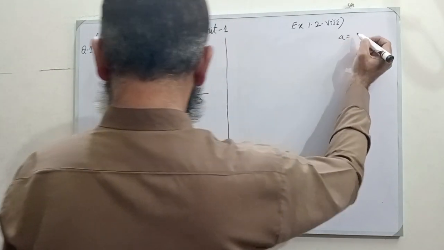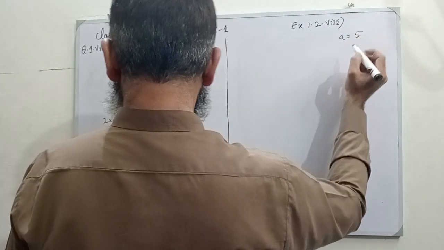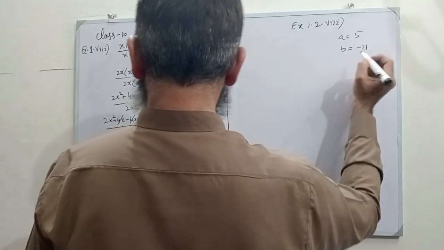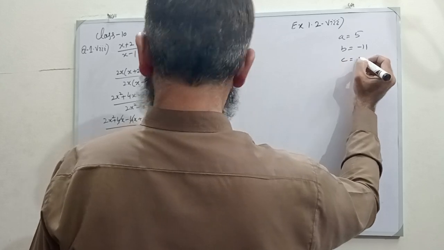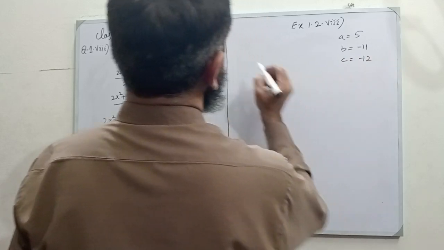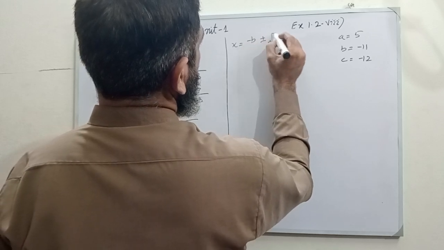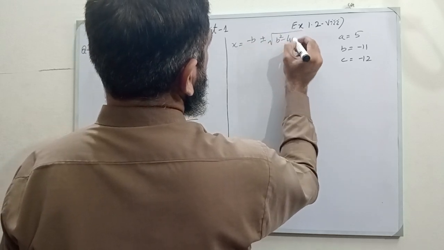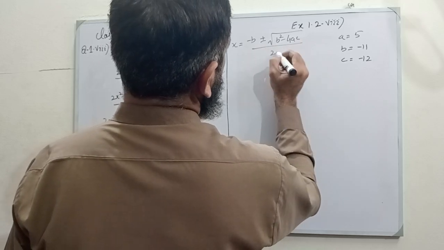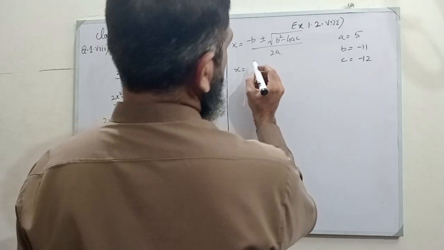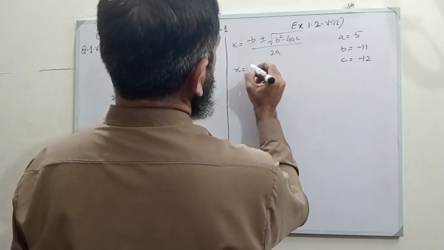The value of a is 5, the value of b is minus 11, and the value of c is minus 12. So what is the quadratic formula? x is equal to minus b plus minus under root b square minus 4ac over 2a. So putting the value of a, b and c, x is equal to, what is the value of b?